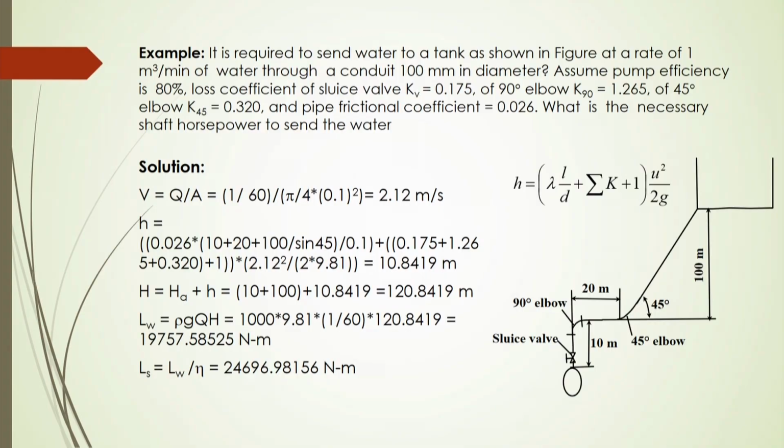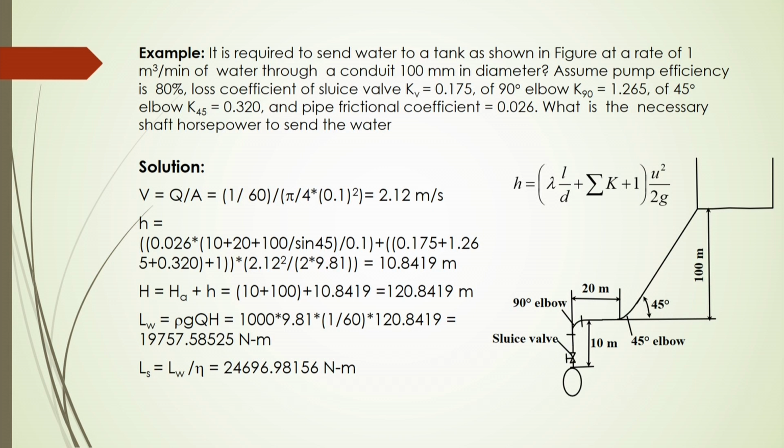Let us do an example for this. It is required to send water to a tank, as shown in the figure, at a rate of 1 meter cube per minute through a conduit of 100 millimeter diameter, and assume the pump efficiency is 80%.